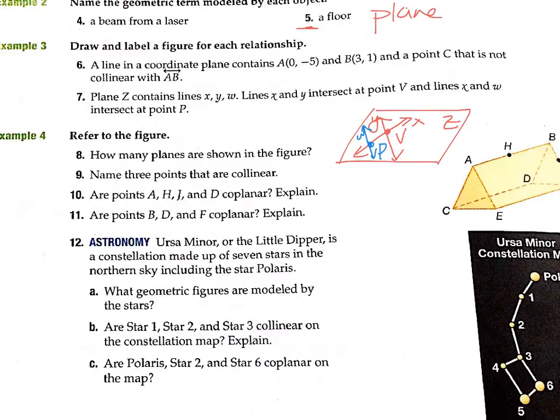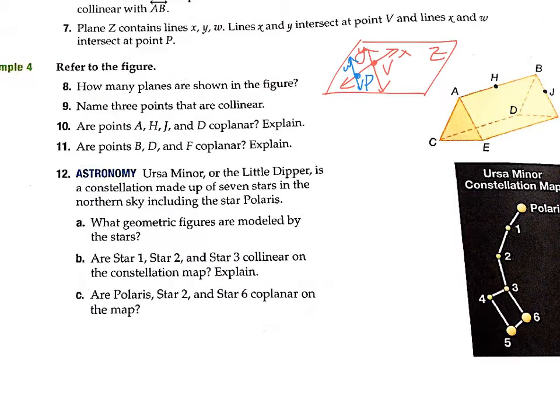Let's continue on here. So using this figure, how many planes are shown in the figure? So you're counting the number of sides of the figure. So you have 1 triangle, 2 triangles, 3, this rectangle, the bottom would be a rectangle 4, and then the left side right here would be a rectangle 5. So how many planes? This one has 5 because it's got 5 sides.